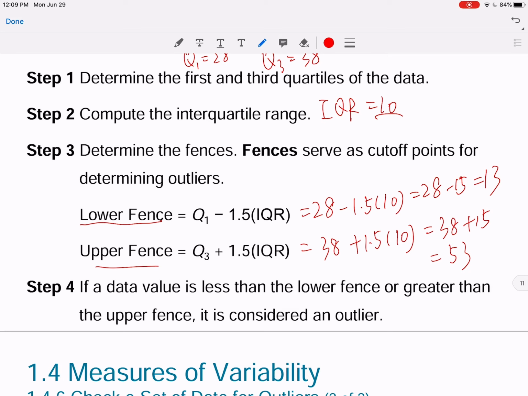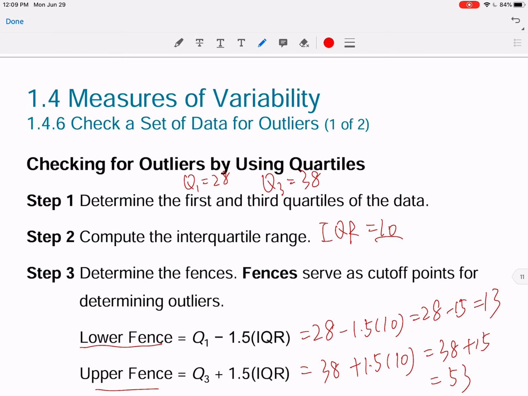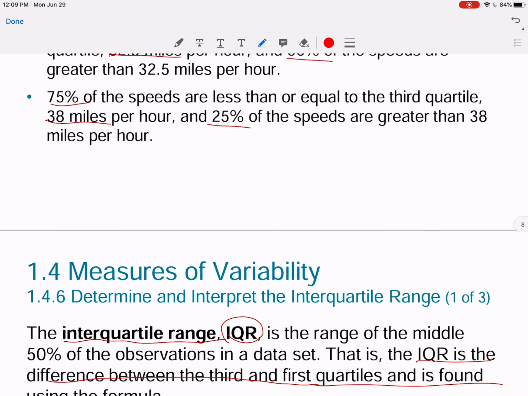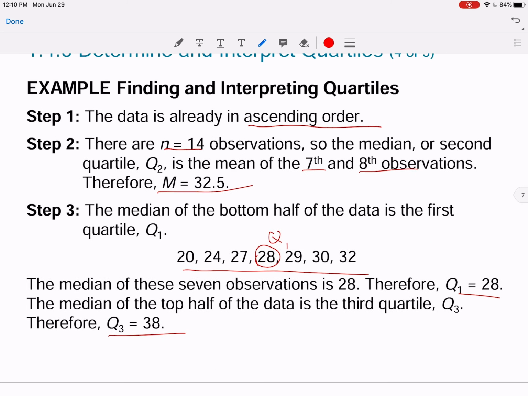Now, once we get the lower and upper fences, let's take a look at step 4. If a data value is less than the lower fence or greater than the upper fence, it is considered an outlier. So basically, once we get the values of the lower and upper fences, we just need to go back to the original data set and see if there are any numbers smaller than the lower fence or greater than the upper fence. If there are, they are considered outliers. Now, let's go back to the original data set and see if there are any numbers less than 13 or greater than 53 or not.